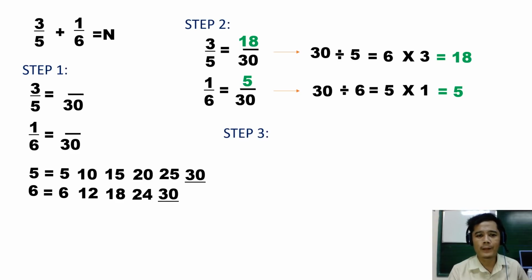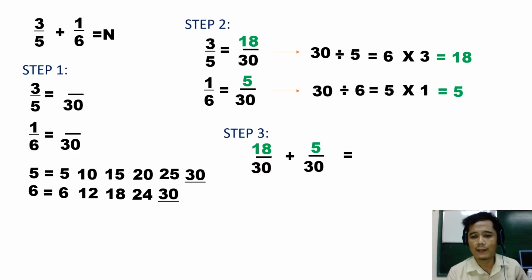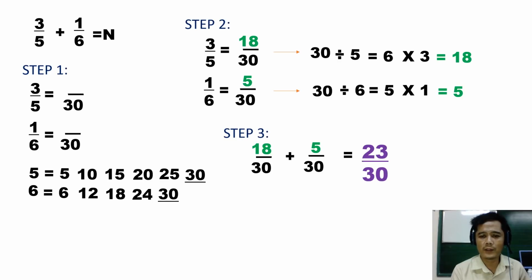Remember that, okay? Then step 3, 18 over 30 plus 5 over 30. So, since similar na sila, i-add na lang po natin yung 18 and 5. So, 18 plus 5 is equal to 23 and same denominator 30. So, 23 over 30. Wala na tayong magiging step 4 po dito. Bakit? Kasi 23 and 30 ay walang greatest common factor. So, ibig sabihin, 23 over 30 is in lowest term na po siya.